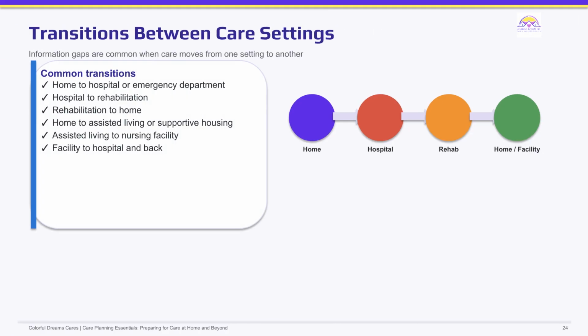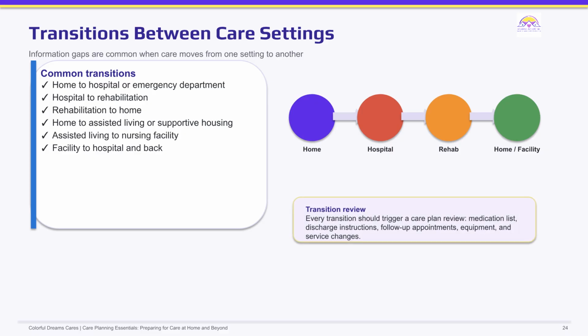Transitions between home, hospitals, and rehab settings are high-risk moments for information loss. Every time you move between care settings, conduct a plan review. Verify medication lists and discharge instructions before leaving so you are fully prepared for the next phase of care.